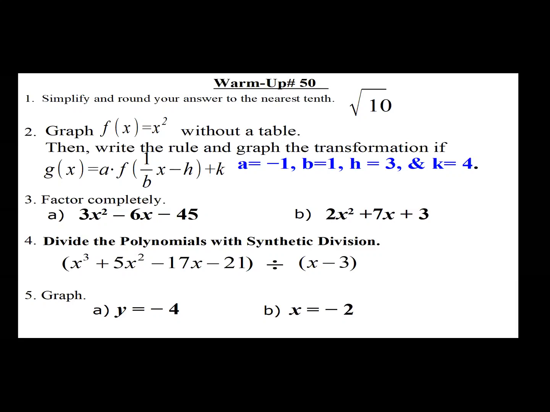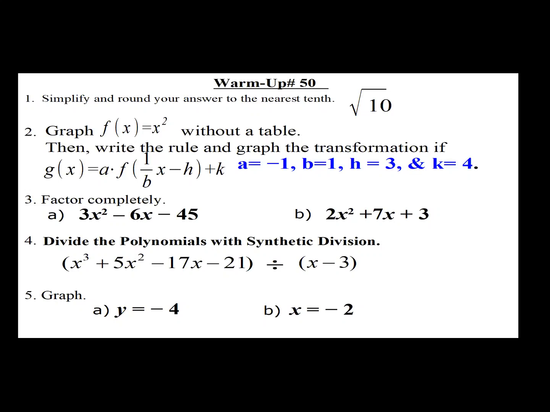All right, so warm-up number 50 is on the screen. Number 1: simplify and round your answer to the nearest tenth, the square root of 10. Number 2: graph f of x equals x squared without a table. Then write the rule and graph the transformation g of x equals a times f of 1 over b (x minus h) plus k, where a equals -1, b equals 1, h equals 3, and k equals 4. Number 3 reads, factor completely.